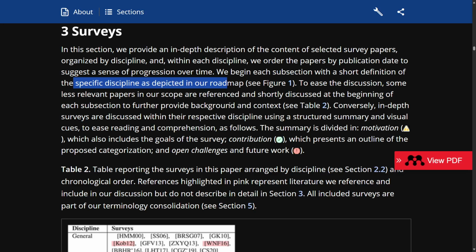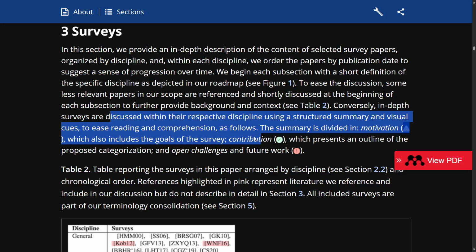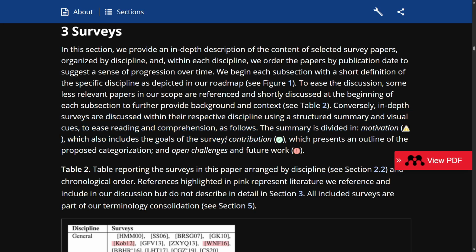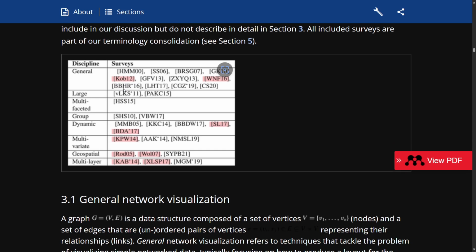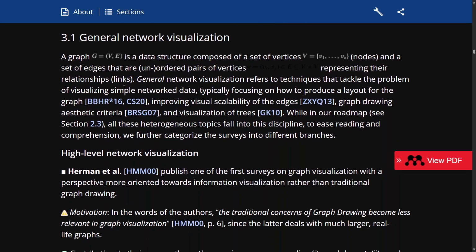Conversely, in-depth surveys are discussed within their respective discipline using a structured summary and visual cues to ease reading and comprehension, as follows. The summary is divided in motivation, which also includes the goals of the survey, contribution, which presents an outline of the proposed categorization, and open challenges and future work. Table 2. Table reporting the surveys in this paper arranged by discipline, see Section 2.2, and chronological order. References highlighted in pink represent literature we reference and include in our discussion but do not describe in detail in Section 3. All included surveys are part of our terminology consolidation. See Section 5. 3.1 General Network Visualization.